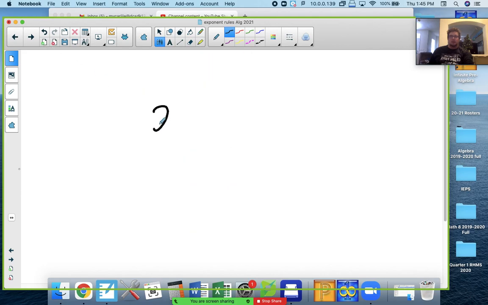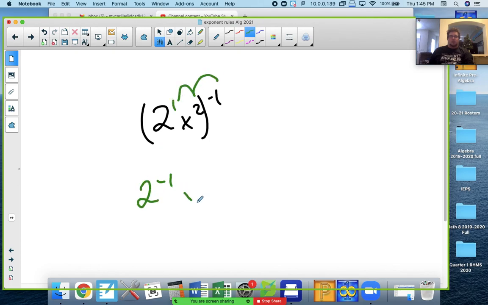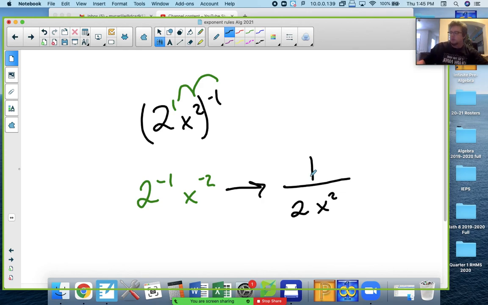And if we have 2x squared to the negative first power, the negative causes both of the terms to have a negative exponent, which means both terms get moved to the bottom of the fraction, and we put a 1 placeholder in the numerator.